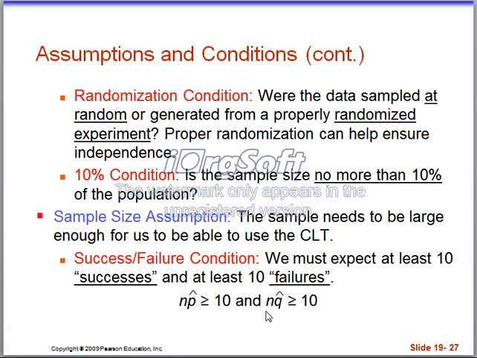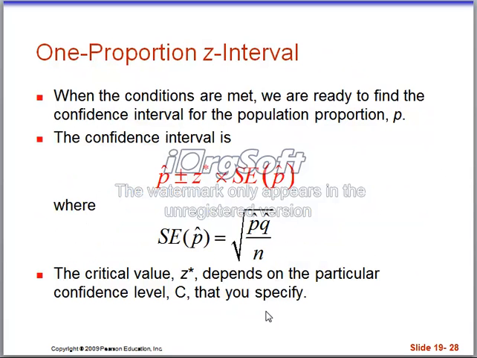In my previous example, I had 40 students who go out and party. That means 60 don't go out and party. So that's greater than 10 for both. That's how we check the success failure condition: if there are more than 10 successes and more than 10 failures. So with this in mind, we can make a confidence interval.